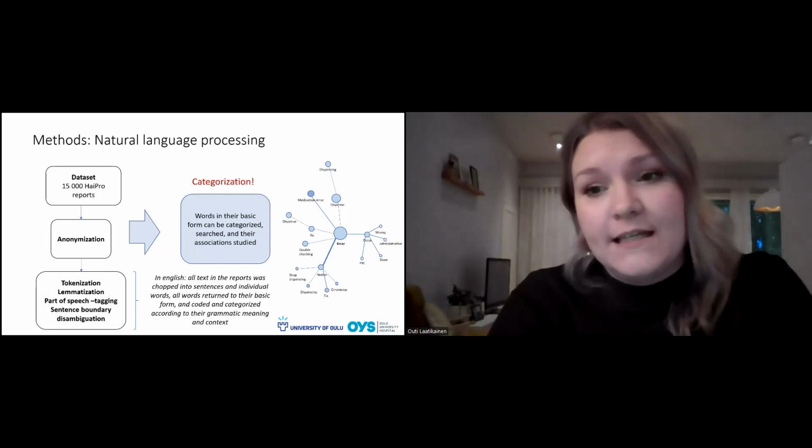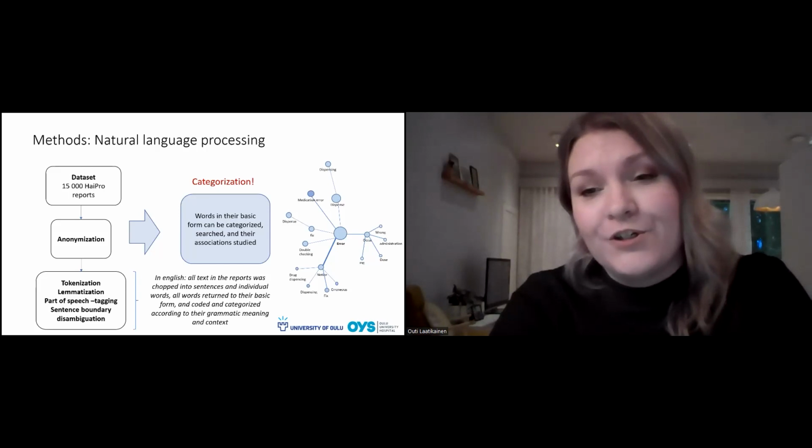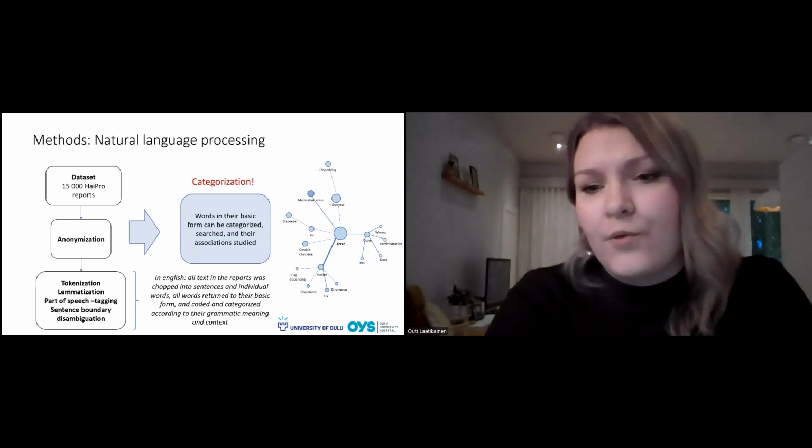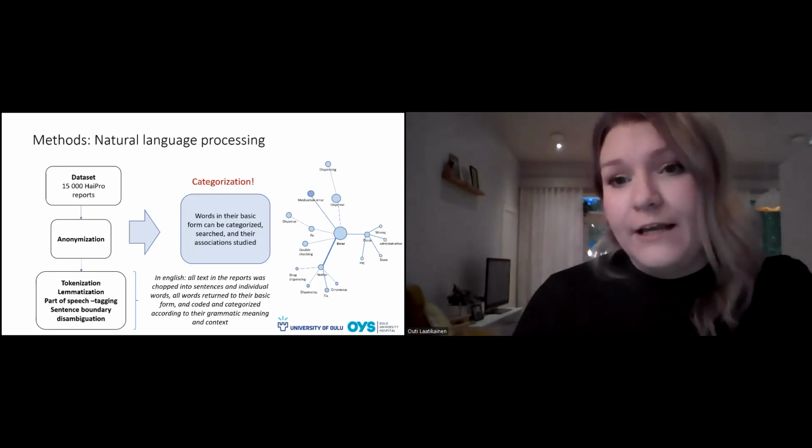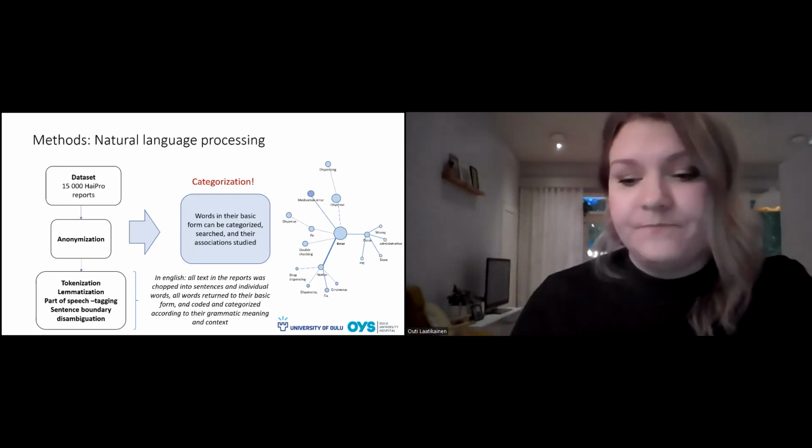And on the right, you can see just a very preliminary result of a word search after this was done to the reports, where we searched for the word error and just wanted to see which other words and associations to other words the word error would have. And the picture depicts the positioning of the words and also the strength of the correlation. So this was already pretty informative, that picture itself.